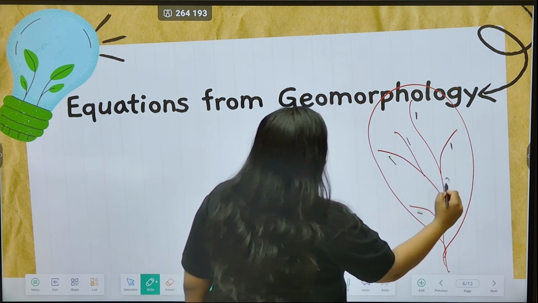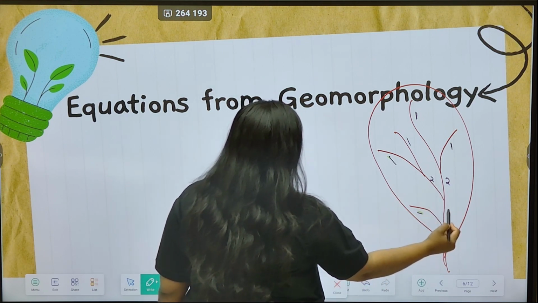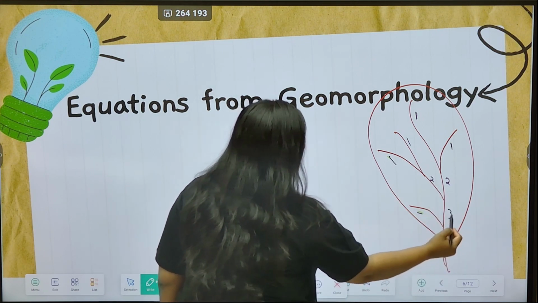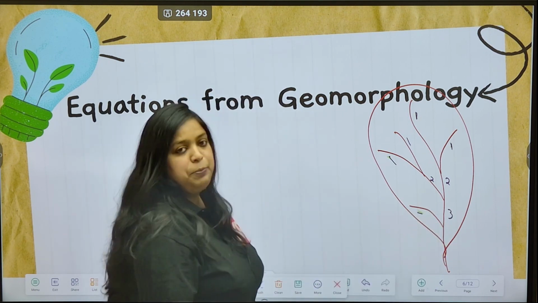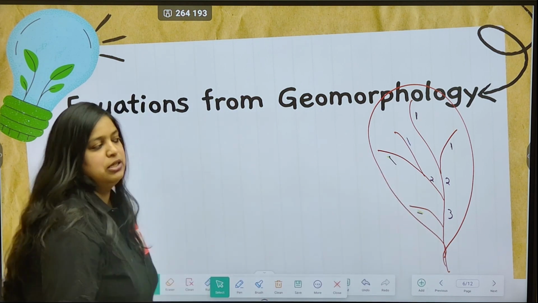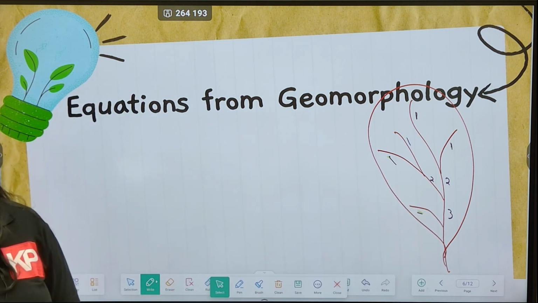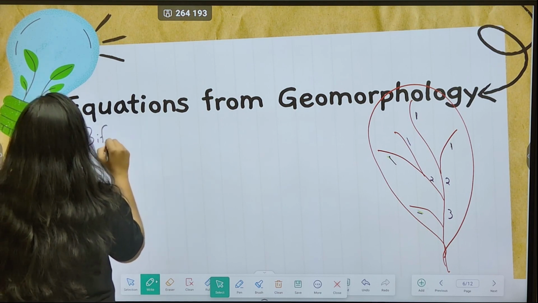Two first order streams joined together make a second order stream. Two second order streams joined together make a third order stream. When a third order stream is joined with a first order stream, it will not change the order. It will continue as third order only. So this is the Strahler method. Now after understanding the Strahler method, we have to calculate the bifurcation ratio.